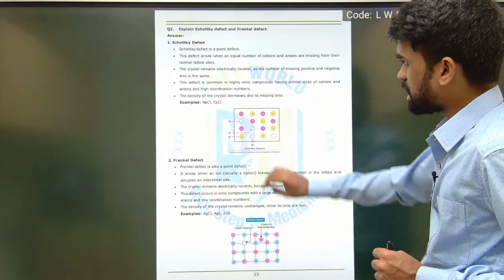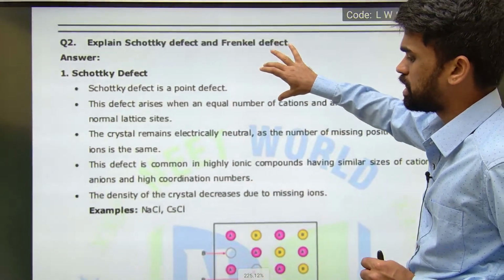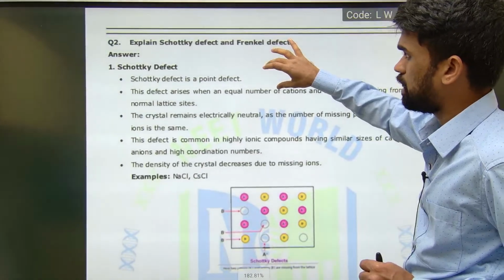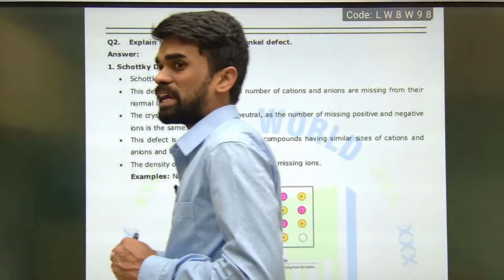Yeah, so now the second question from the same solid state chapter that we can expect is Schottky defect and Frenkel defects.